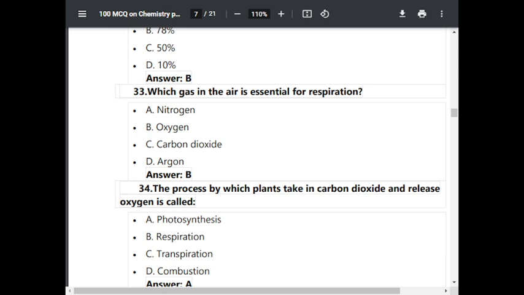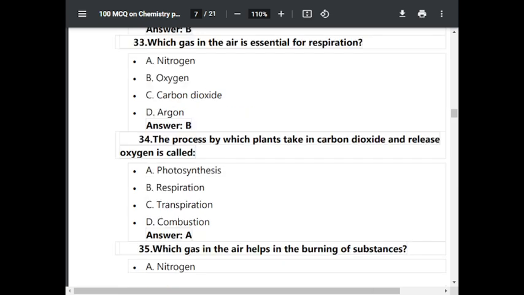Question number 34. The process by which plants take carbon dioxide and release oxygen is called: option A photosynthesis, option B respiration, option C transpiration, option D combustion. The correct answer is A, photosynthesis. Photosynthesis is the process by which plants take carbon dioxide and release oxygen.